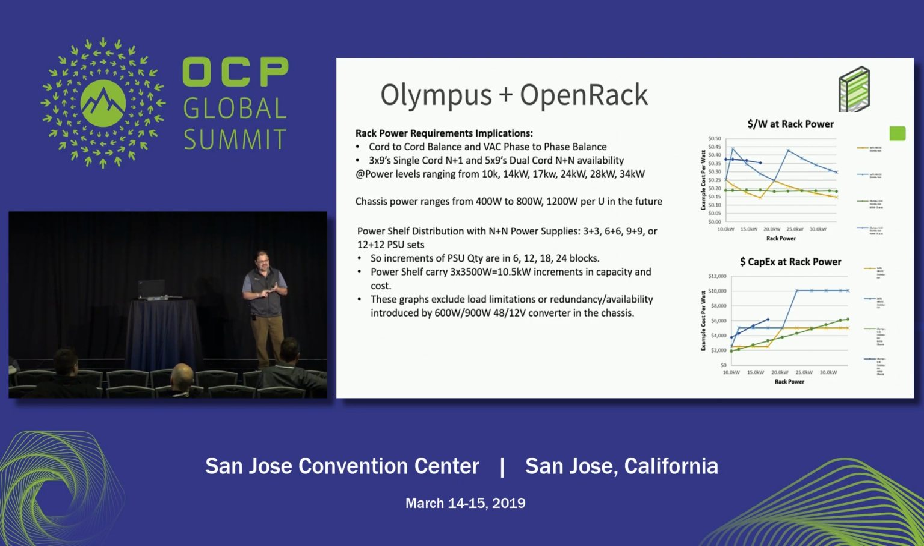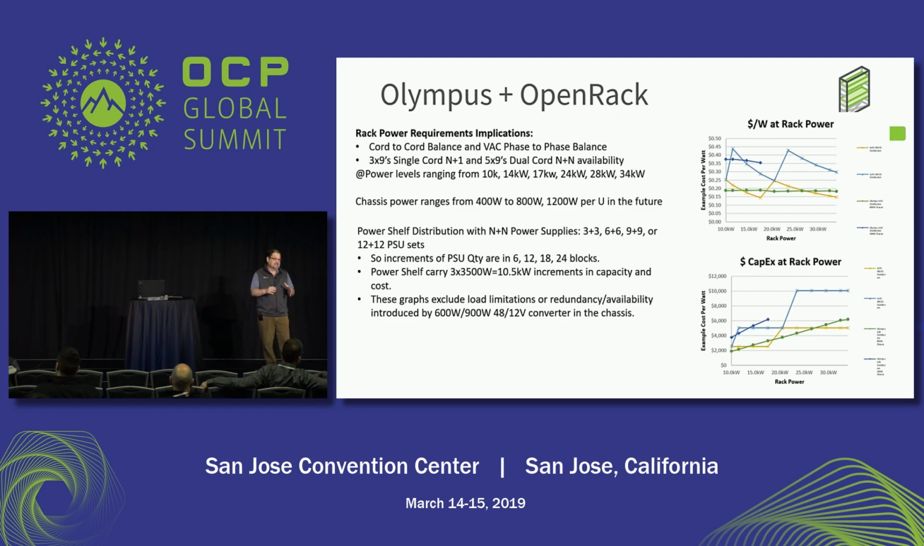We also deploy at different power levels per rack. Right now it's 10, 14, 17. We're on the cusp of plus 17, 20, 24, 28, 34. That's what we have in our portfolio. So we have a wide range of rack power we have to deploy. We also have a wide range of chassis we deploy. We could be down to 300 watts per U. Next generation probably is 700, 800 watts per U. On the horizon is 1200 watts per U.